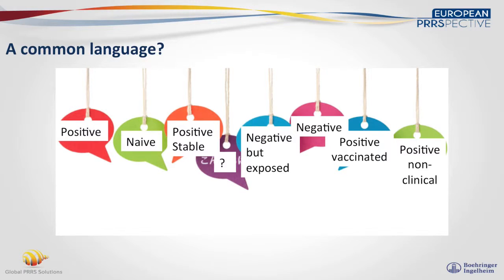But as we're talking as practitioners, we talk about the status of sow herds, and we have many different terms that we utilize on a regular basis that may or may not be the same thing. So a negative herd may be a naive herd. It may be a negative but exposed herd. Oh, probably not. We certainly have many different ideas of what the word stable means.